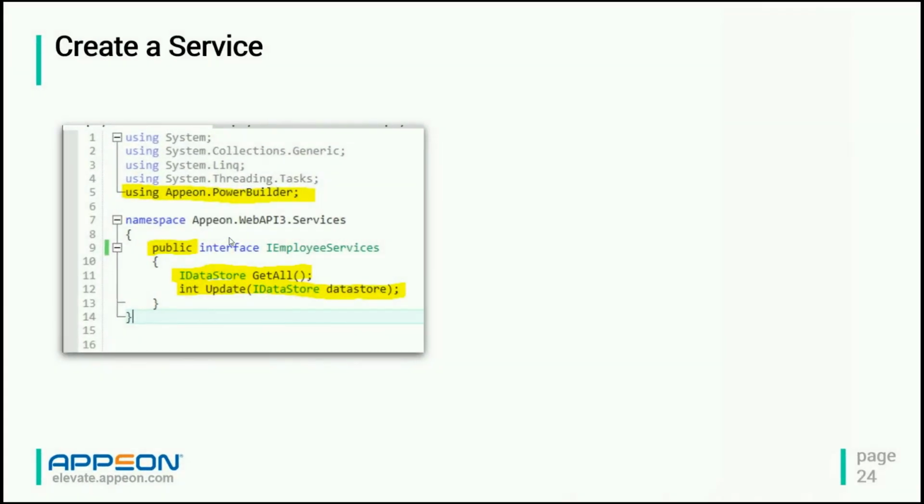Okay. And that interface, all it's going to have, I'm going to add the Appeon.PowerBuilder include up here. And then I'm going to create the prototypes for the methods that I'm actually going to be implementing in my service. When this interface first gets created, it will just say interface and the name of the interface. You'll need to add the word public in front of that interface, or we'll run into problems later. And then in this particular example, I'm just going to do a get all that just returns all the employees. The return type is going to be iDataStore, and then I'm going to take the iDataStore back as an argument for my update method, which is just going to return an integer indicating whether or not the update worked.